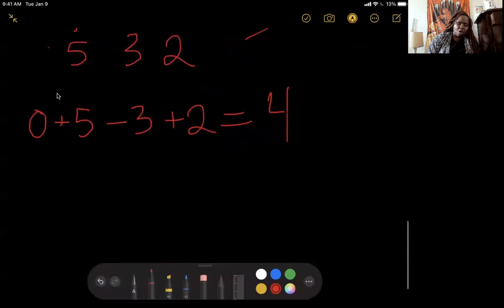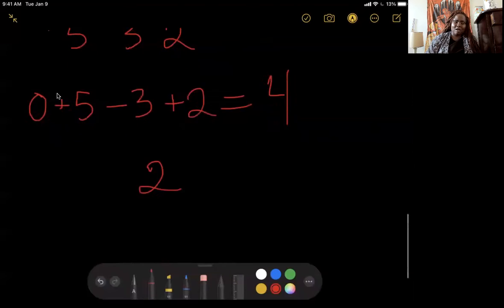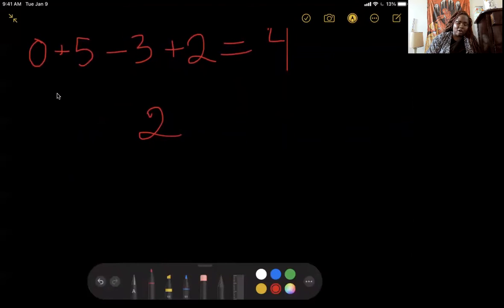All right. What about if we had a number like 2? What's the alternating sum of the number 2? Well, I write my, it might help to always write your symbols at the top. So I do 0 plus 2 equals 2.